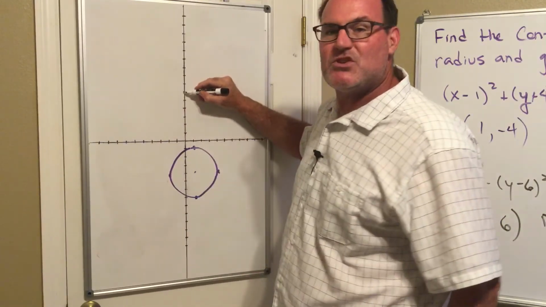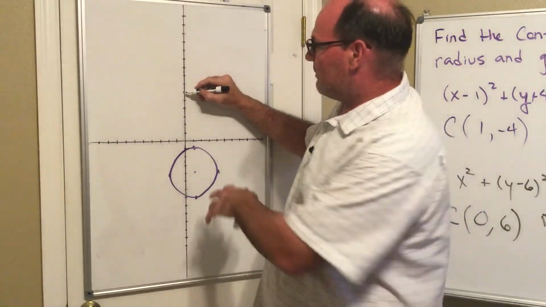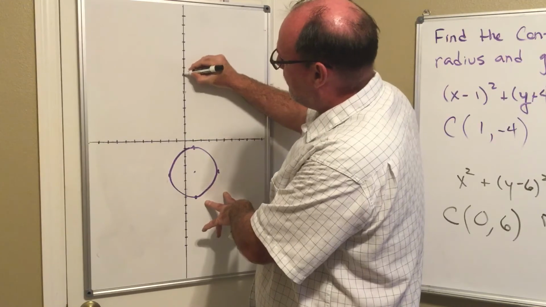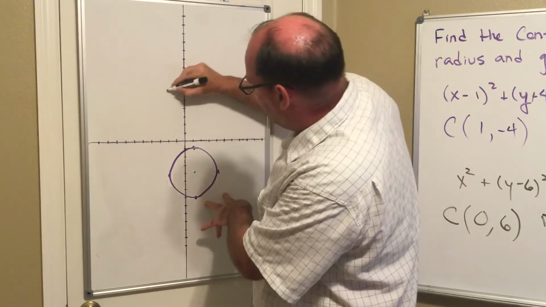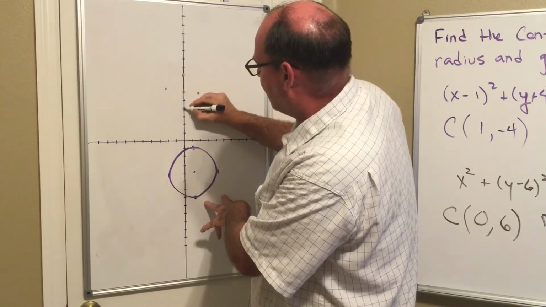And then again, I'm just going to go 2 units in each of the 4 basic directions. So I'm going to go up 2, make a dot. I'm going to go right 2, make a dot. I'm going to go left 2 from there and make a dot. And then I'm going to go down 2 and make a dot.